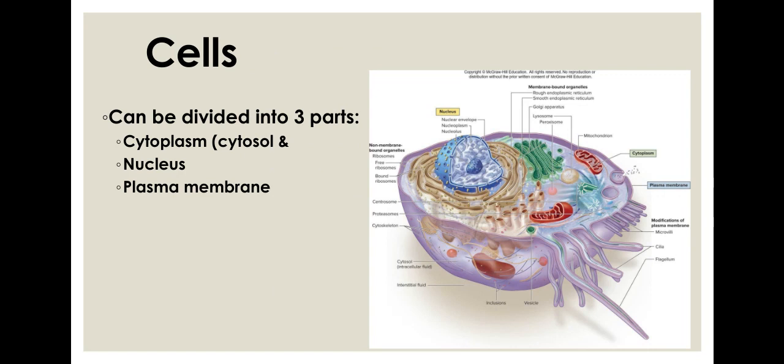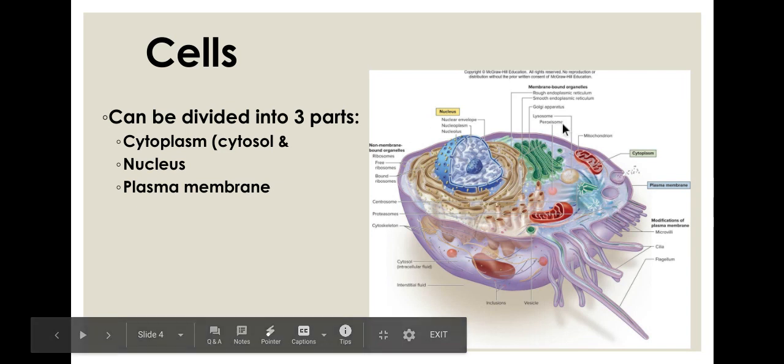We divide our cells into three main parts. The first is our cytoplasm, and that's just the cytosol, this goopy jelly stuff, and any stuff that is in it, like ions and molecules and that kind of thing. And then we've got our nucleus. That's our control place in our cell. And then we've got the plasma membrane.